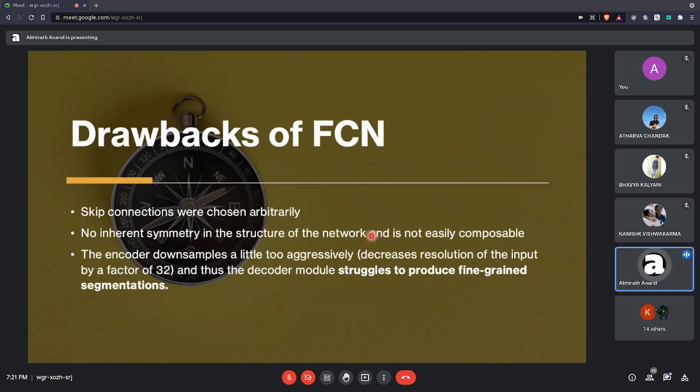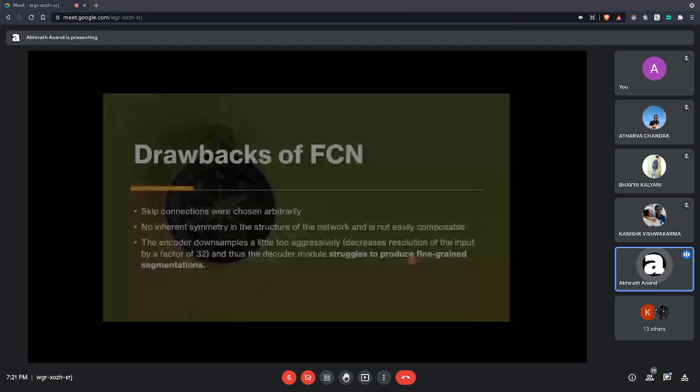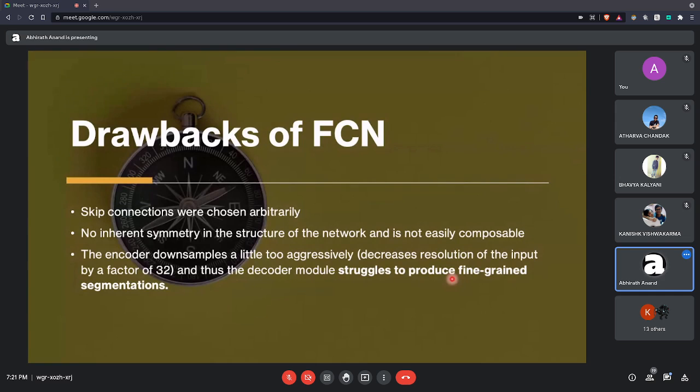And one of the things that people realized after this was that the encoder downsamples a little too aggressively. This is something I read about online. This decreases the resolution of the input by a factor of 32, which is a lot. So the decoder module struggles to produce fine-grained segmentation. If you look at examples online, there'll be examples showing that FCN is not really the best at some of the finer segmentations. It's good overall, but it otherwise struggles with fine borders.